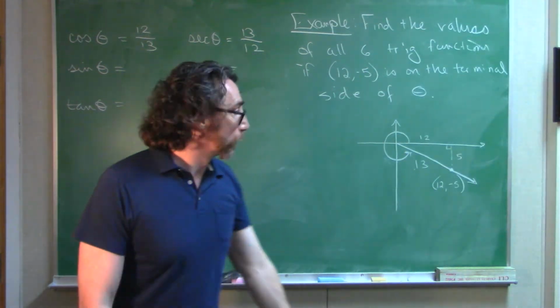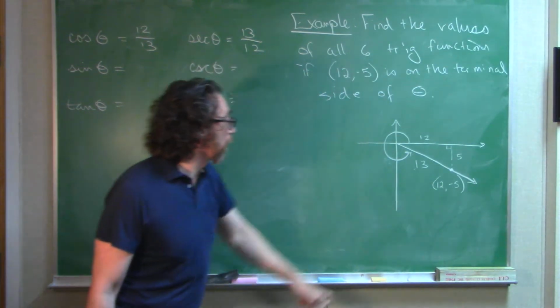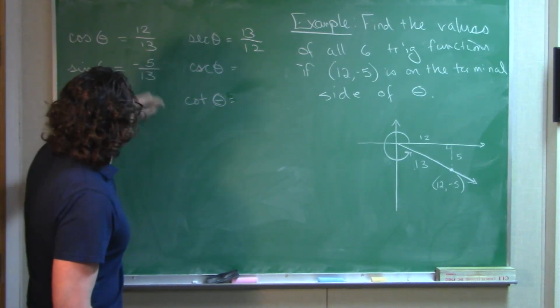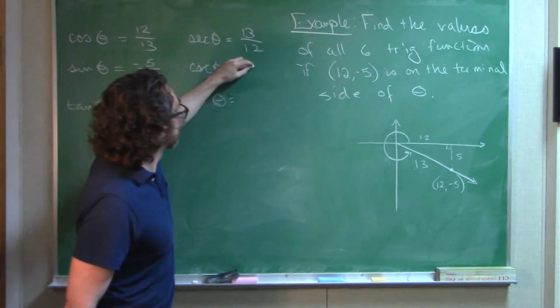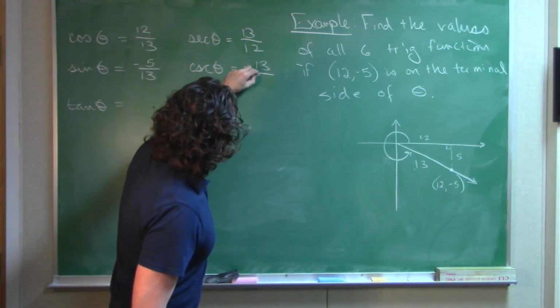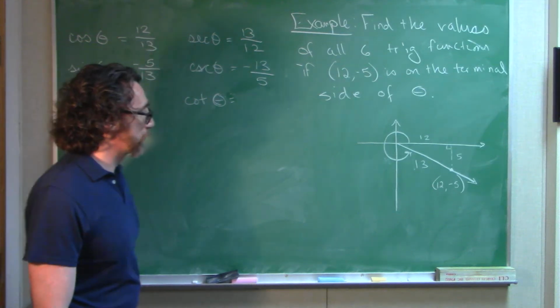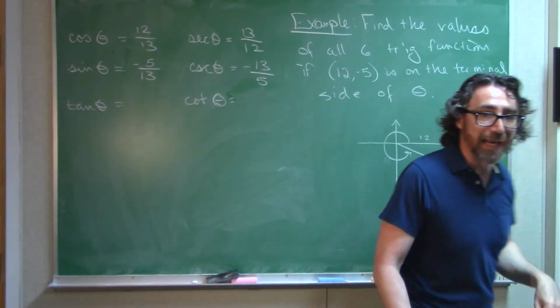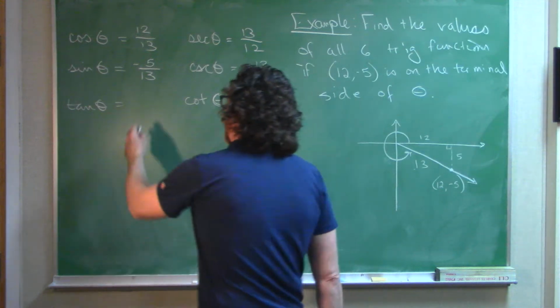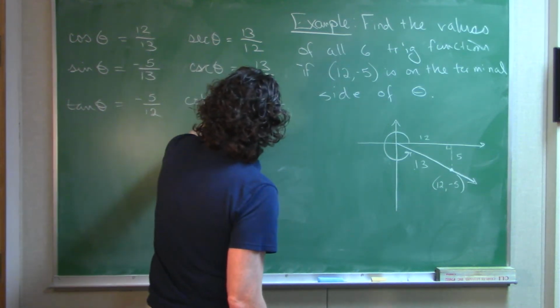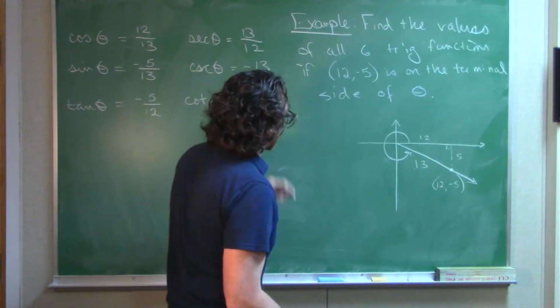Sine theta, y over r: negative 5 over 13. Cosecant, negative 13 over 5. Tangent, y over x, negative 5 over 12. Cotangent, negative 12 over 5.